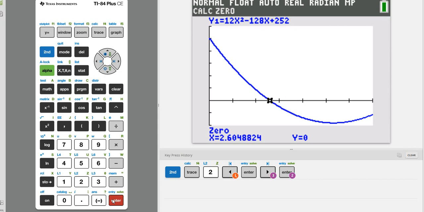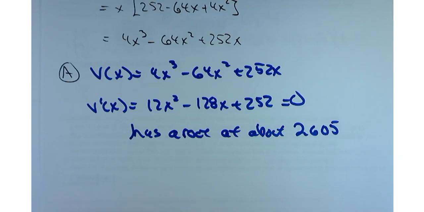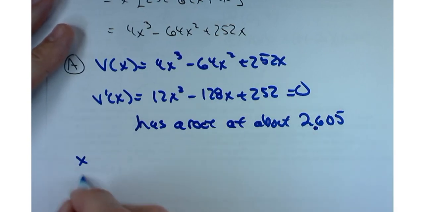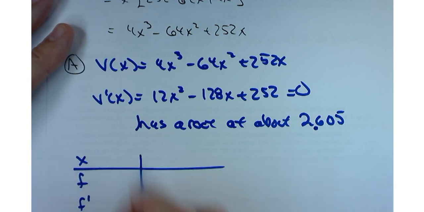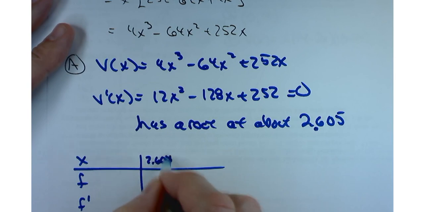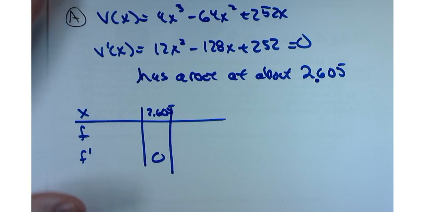Now here's a good question for you. How do I know that this value of x represents a maximum point? Maybe I accidentally found a minimum point for this graph. That would be bad. So how can I guarantee myself that this is a maximum? Say again? Plug it in. Plug it in will tell me the value of y. Here at 2.605, f prime is 0.